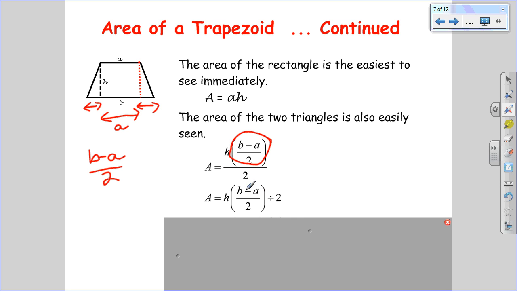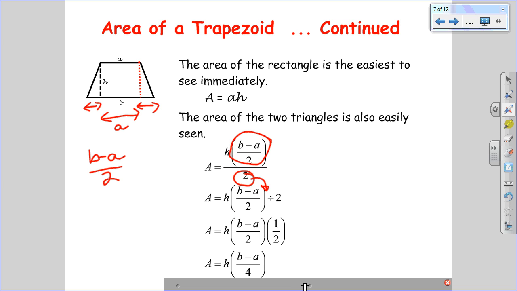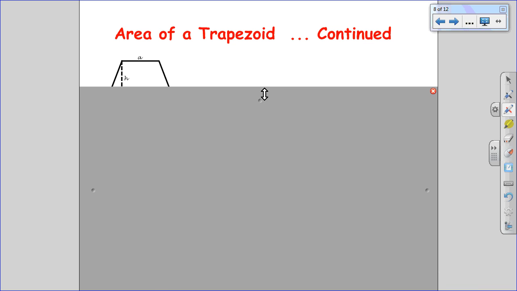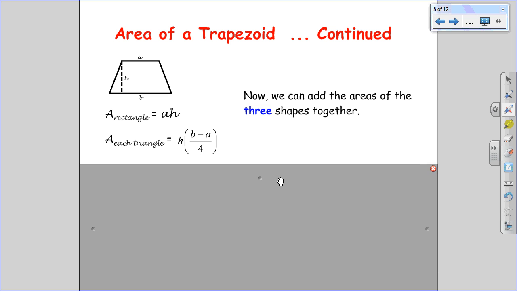Now when I write it like that, it gets kind of cluttered. So I prefer to take this 2 and write it like this, as divide by 2, which is the same thing as multiply by a half. So the area of that triangle is B minus A over 4 multiplied by H, which is also kind of cluttered and messy too.